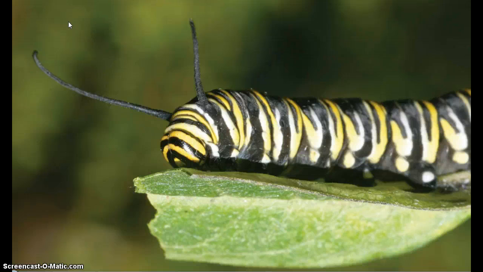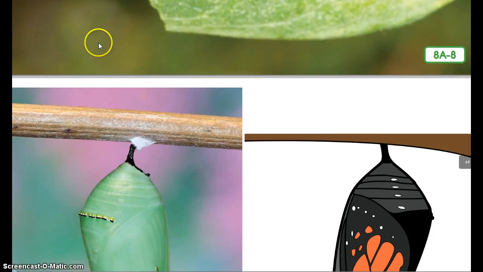Once in this safe place, it attaches itself to a twig or a small branch by making a silk pad on the bottom of the branch or twig. The caterpillar then hooks itself onto this silk pad.